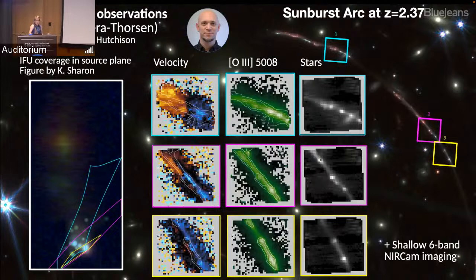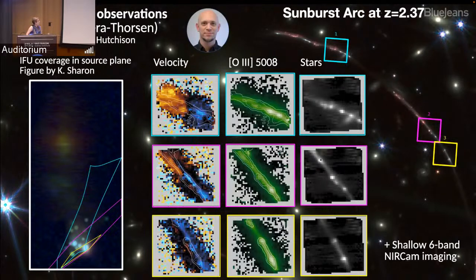And you can see just the beautiful data that we're working on where there's velocity structure. We're seeing what looks like rotation, and then ridiculously good oxygen 3 telling you about the outflows and the physical conditions.